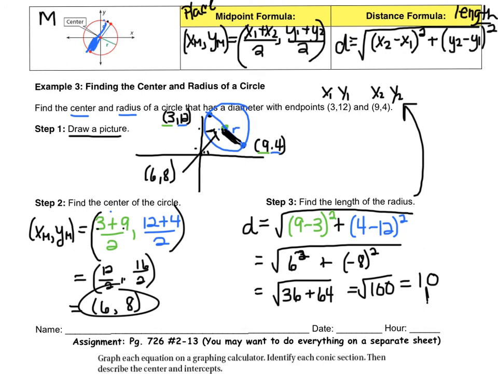So that tells us the diameter all the way across the circle is 10. But we want the radius, so we're going to take half of it. So the radius will be 5. Now we're all done. Good luck.